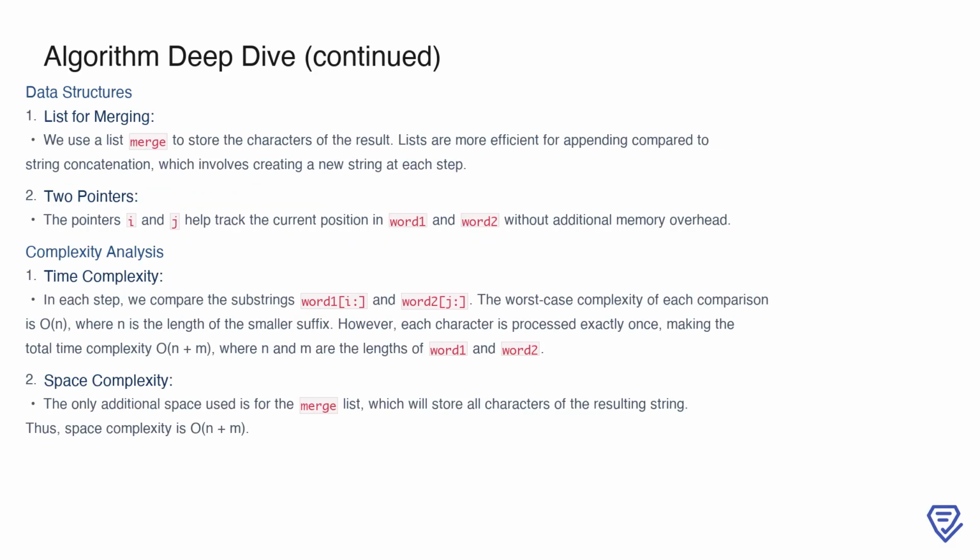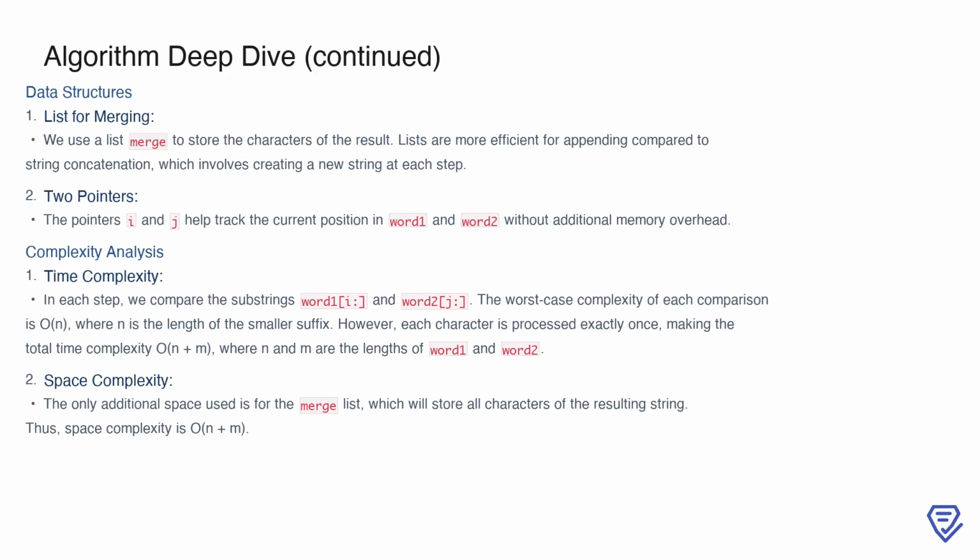To implement this solution, we use simple and efficient data structures. The merge list is used to store the resulting characters because appending to a list is faster than repeated string concatenation. The two pointers, i and j, allow us to track our positions in word1 and word2 without requiring additional memory.